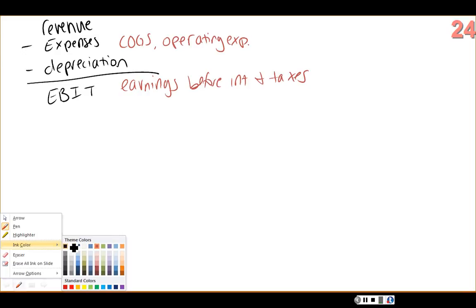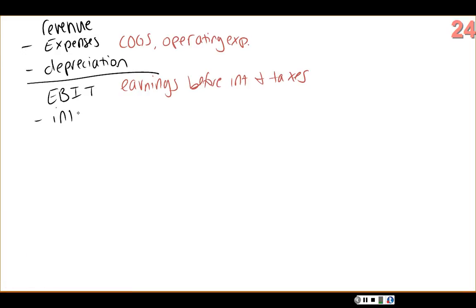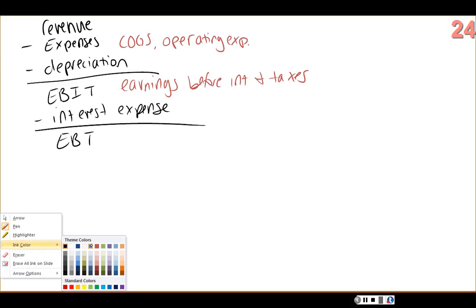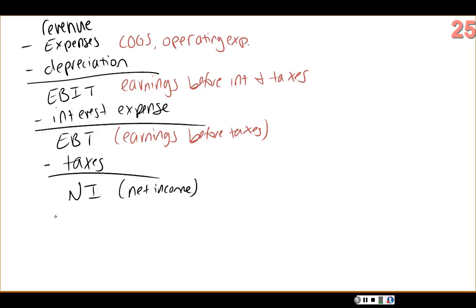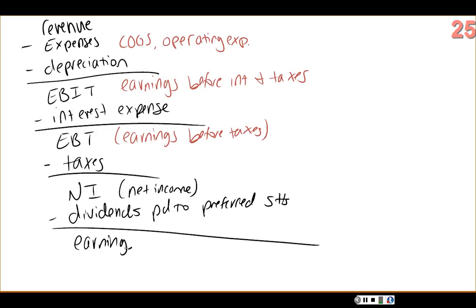From earnings before interest and taxes, you deduct any money that you pay on your debt, so the interest expense. And that leaves you with earnings before taxes. From earnings before taxes, you deduct any taxes. This is money that you owe to the government to give you net income. You deduct dividends paid to preferred shareholders. And that leaves you with the earnings that are available for the common shareholders.